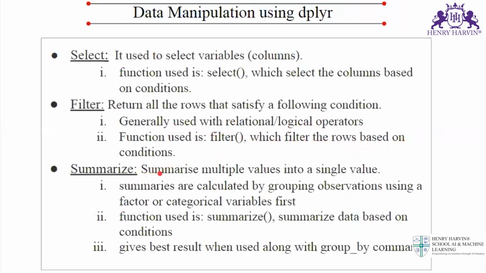Next is summarize. It summarizes multiple values into a single value, which means the summaries are calculated by grouping observations using a factor or a categorical variable first. Whenever you want to calculate the mean of your variables or the sum or maximum, any function that you want to summarize statistically, you can use the summarize function. It gives the best result when used along with the group by command.